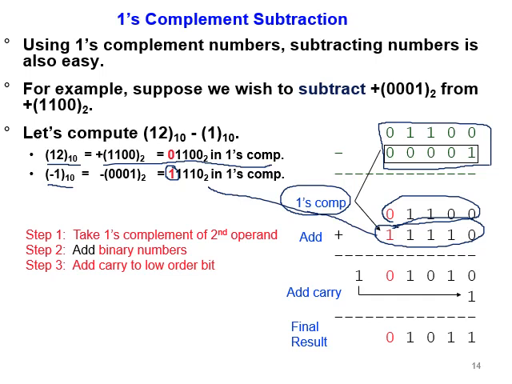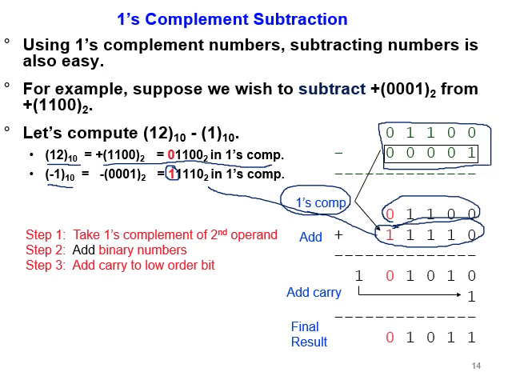0 plus 1, 1. 1 plus 1, 0. Let me go back here. 0 plus 0, 0. 0 plus 1, 1. 1 plus 1, 2, which means 0 and 1 here.